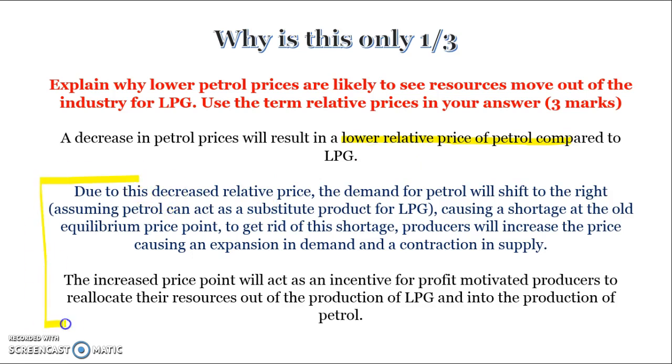This is what you don't want to do. Don't say that the decrease in relative price for petrol will lead to a shift in petrol to the right. It's got a lower price. That means it's an expansion in the demand for petrol, not a shift. So this language here will result in you only getting a 1 out of 3.